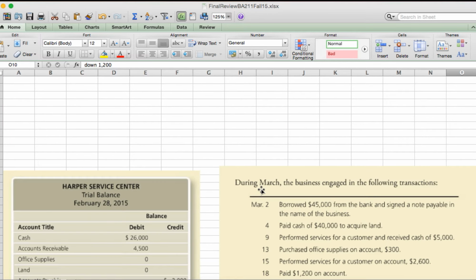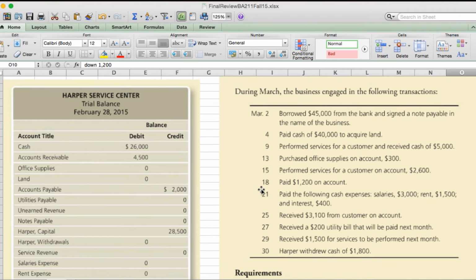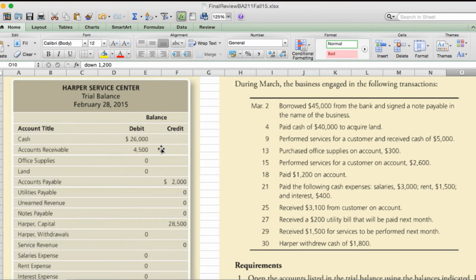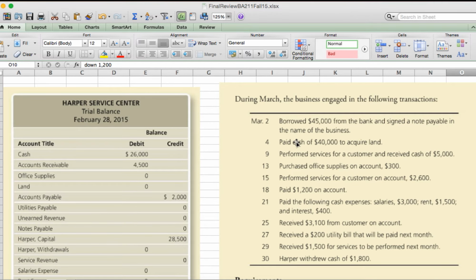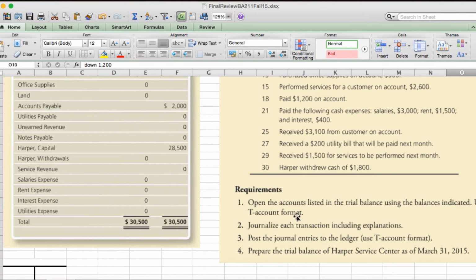Okay, so the next one, we have this trial balance right here, and then we have a bunch of transactions. It says during March, the business engaged in the following transactions, and we have all those listed here. What we're asked to do is open the accounts listed in the trial balance using the balances indicated, and open those in a T account format. If you remember, we had a couple quizzes and some example problems that we worked like this during the semester.